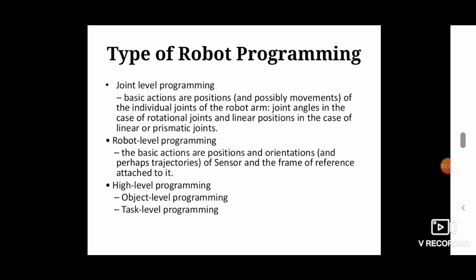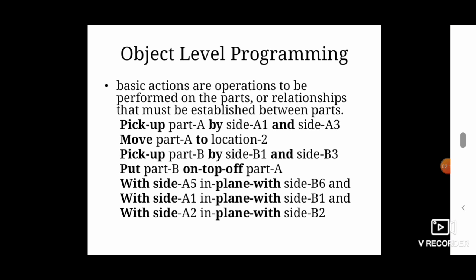Third one is high level programming. High level programming is divided into two types. First one is object level programming, second one is task level programming. Object level programming: basic actions are operations to be performed on a part and relationships that must be established between the parts. For example, pick part A by sides A1 and A3.